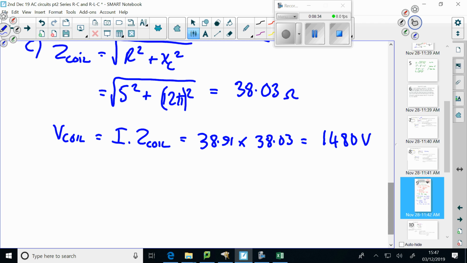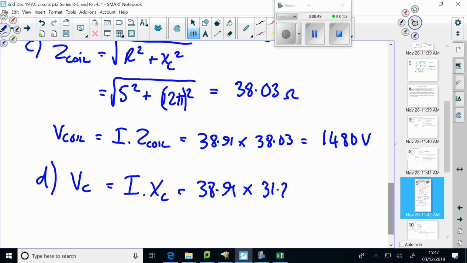And then D, the voltage across the capacitor is I times XC, that's 38.91 times 31.83 equals 1239 volts.